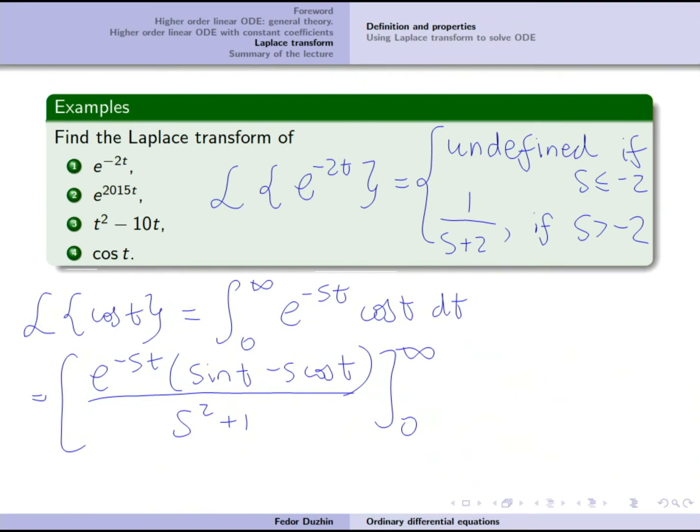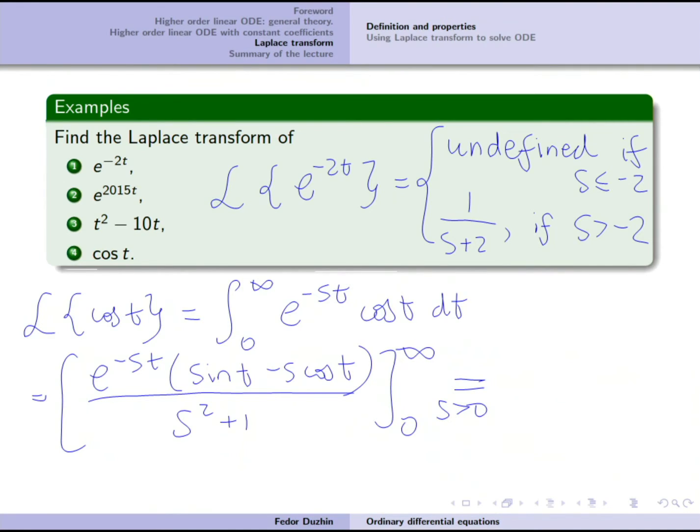So now notice that if s is a positive number, then the limit at infinity exists and is 0, and we are fine. But if s is a negative number, then e to the minus st would be growing as t goes to infinity, and therefore this integral diverges. So meaning that there is no value at all, right? So this is only defined if s is positive. Okay, but if s is positive, then the value at infinity is 0. So the limit of e to the minus st as t goes to infinity is 0.